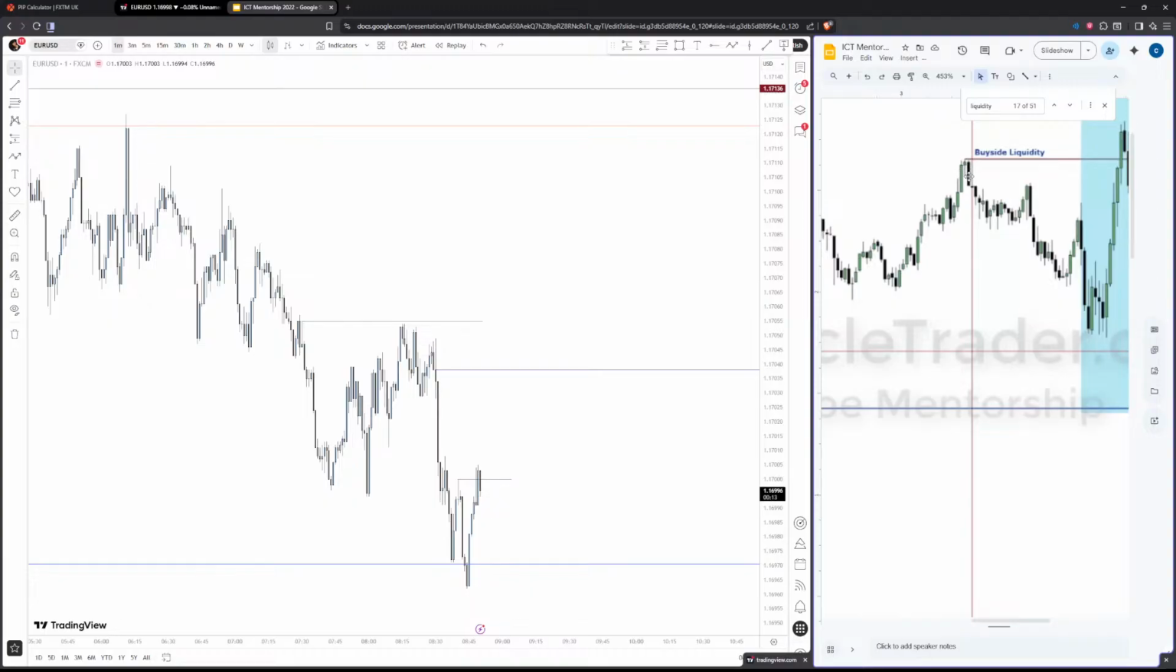Taking liquidity. I don't know what this candlestick is. I'm assuming it's not a fair value gap, because if that's not a fair value gap, then this pushback is not valid for us to enter this sell.